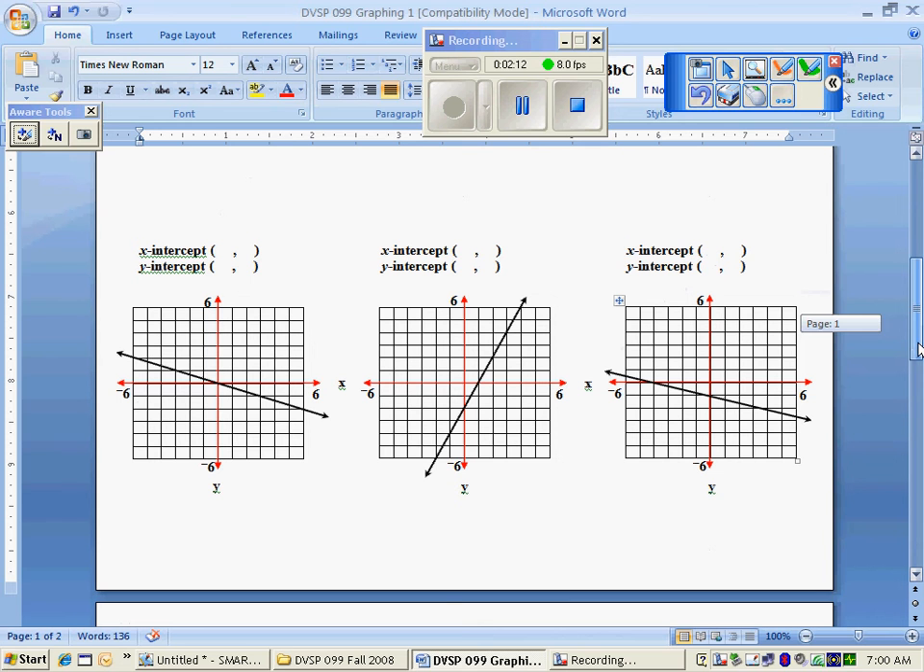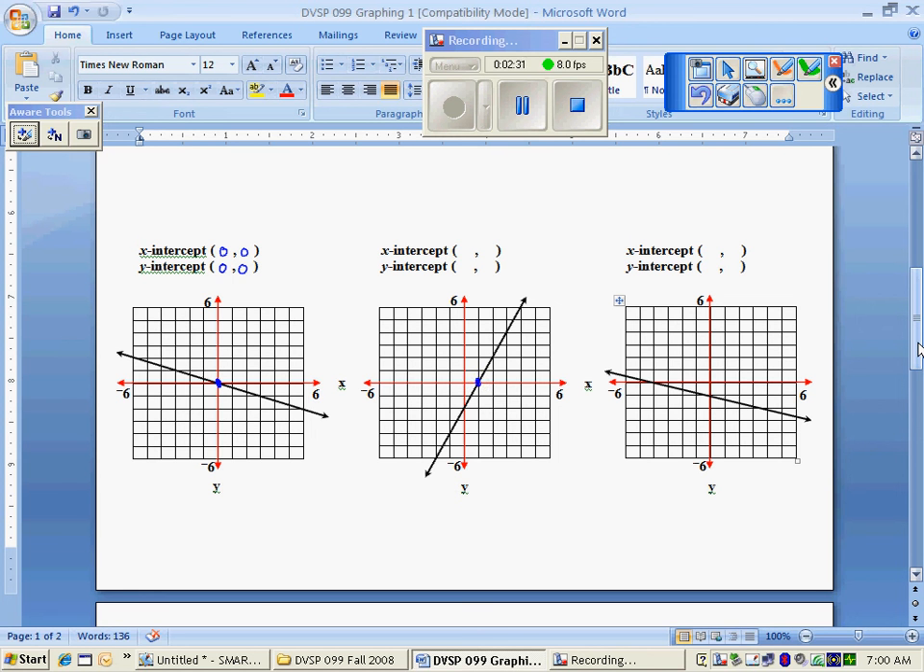The next graph is a little bit different. This is the location of both the x and the y. It happens to be the origin. So at this point, they both have the same intercept. Both x and y are the same value for their intercept.